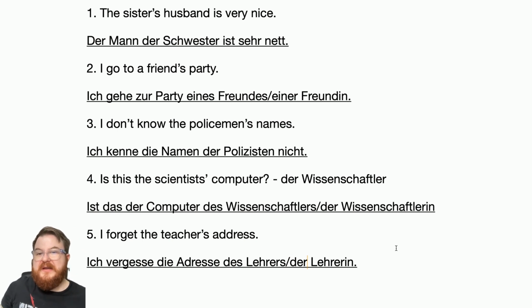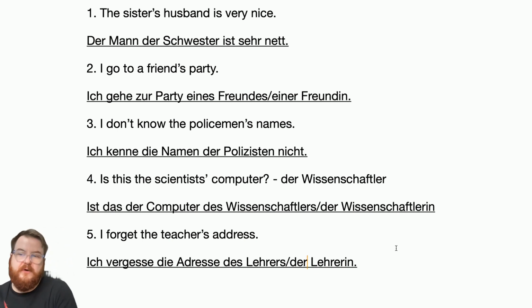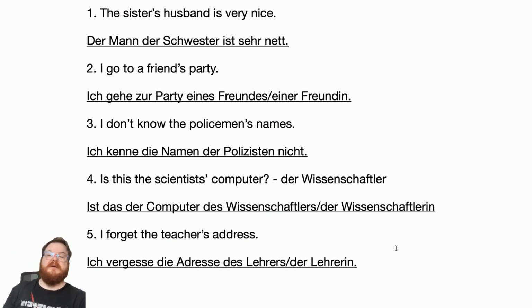One more time. Der Mann der Schwester ist sehr nett. Ich gehe zur Party eines Freundes oder ich gehe zur Party einer Freundin. Ich kenne die Namen der Polizisten nicht. Ist das der Computer des Wissenschaftlers oder ist das der Computer der Wissenschaftlerin? Ich vergesse die Adresse des Lehrers oder ich vergesse die Adresse der Lehrerin.